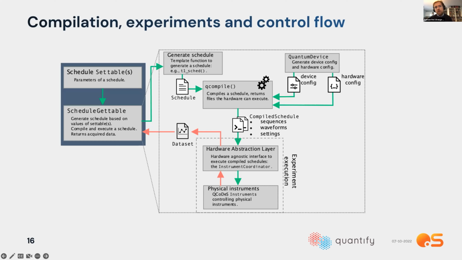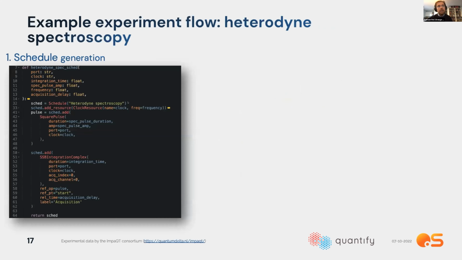This goes to our hardware abstraction layer, which hands over the information to the relevant physical instruments that execute the experiment. And what comes back is a data set. And from there, we can take it back. Now, in practice, as a code example, I put an example of spectroscopy. Reason being that spectroscopy is typically one of these examples that doesn't play so nice with traditional circuit level compilation.